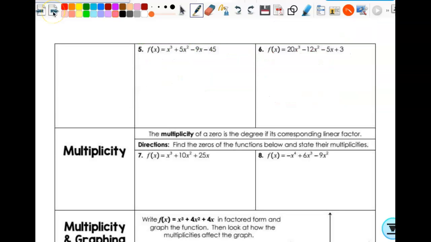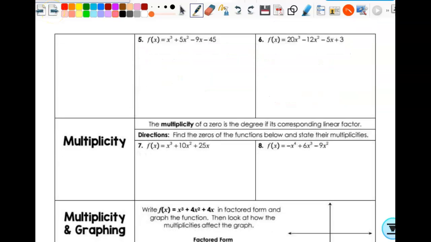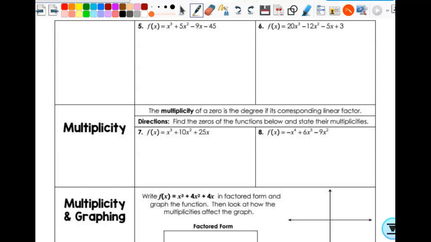All right, we're going to jump to number 6. All right, so here I have 4 terms. Does this make this more difficult than what we just did? No, in my opinion, it makes it easier because what we just had to do was split the middle term. Basically, this is already split for us, so we're just factoring by grouping. So go ahead and factor by grouping and find your zeros.